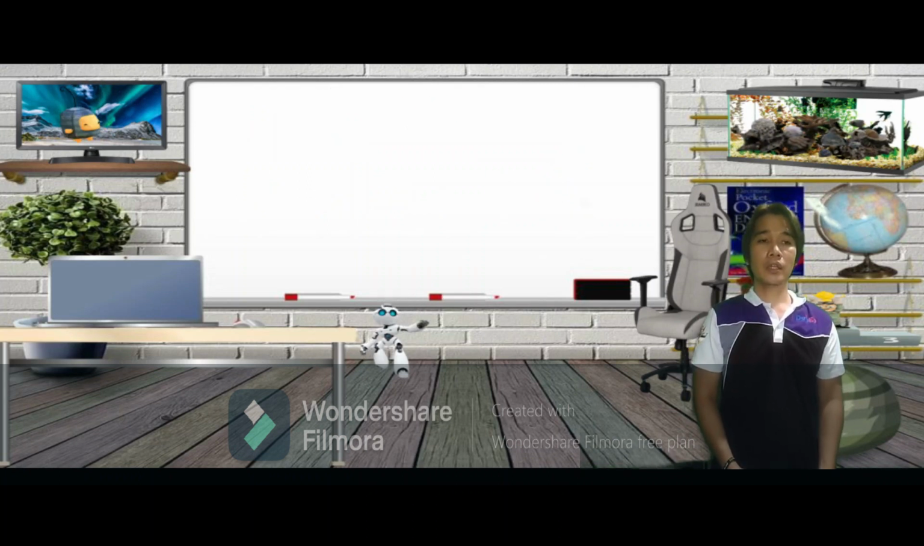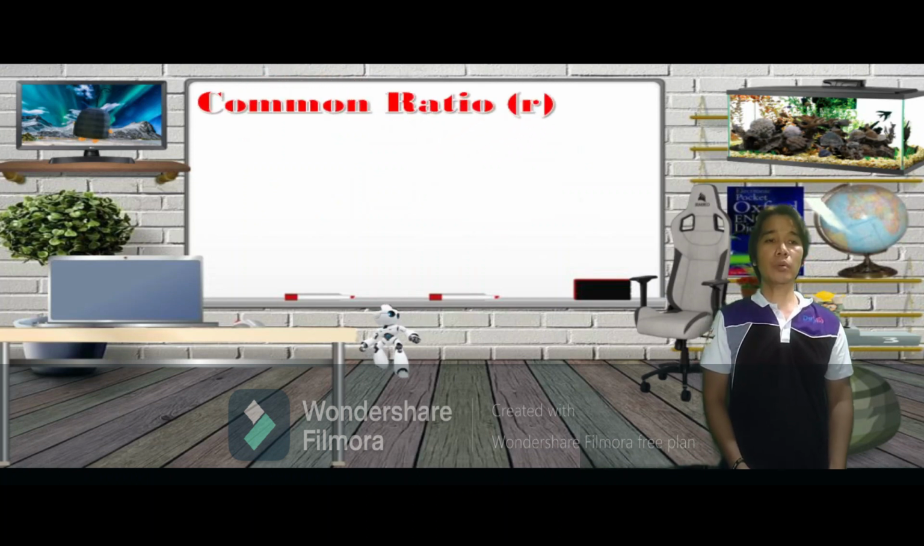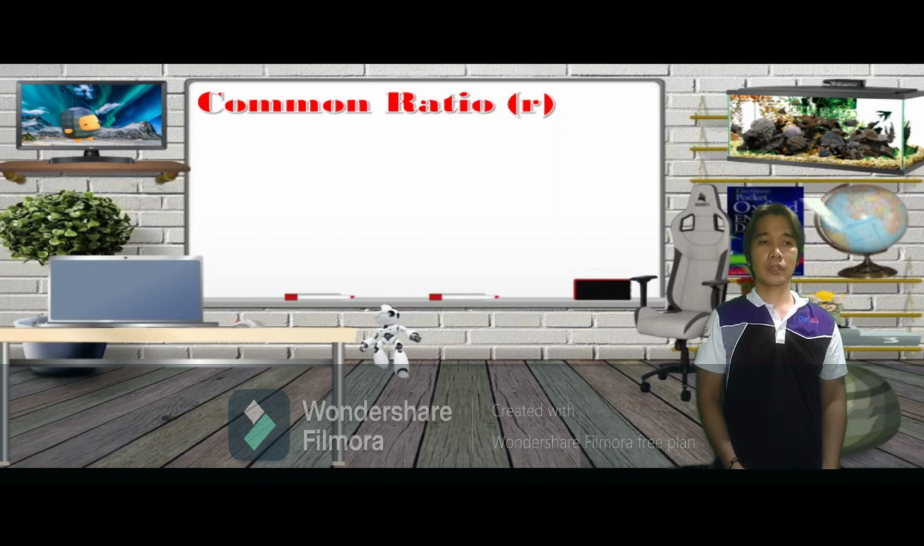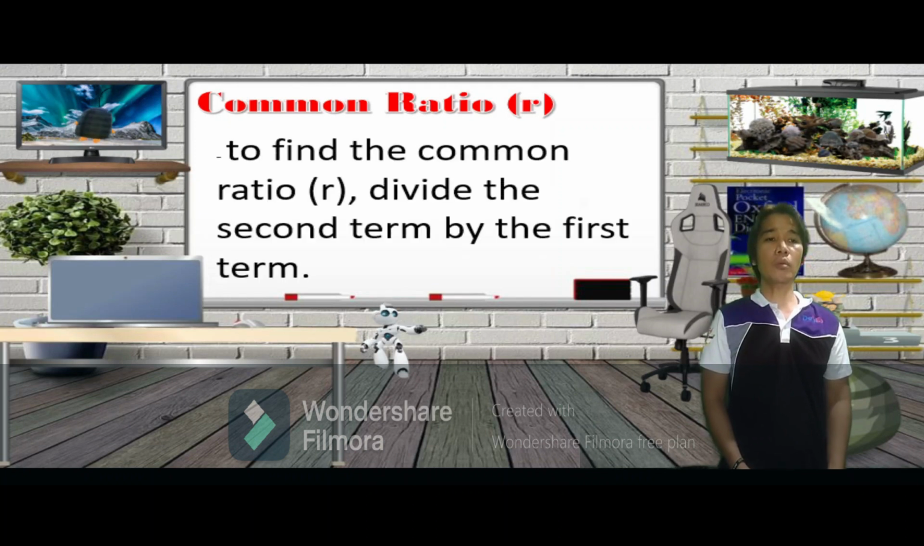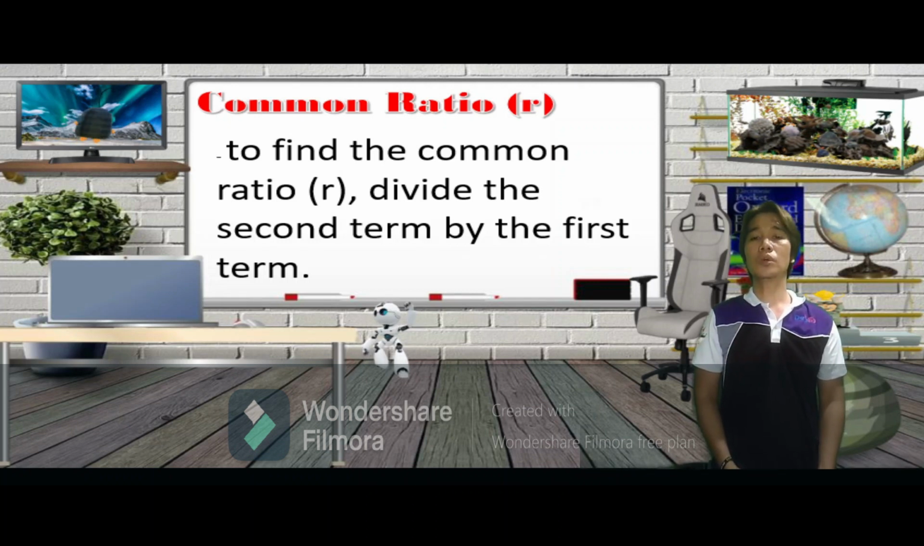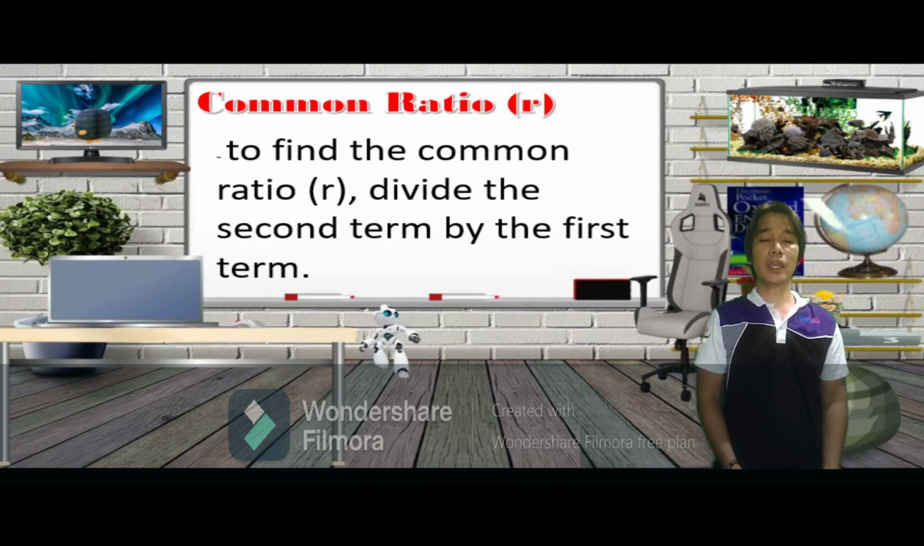Now, how are we able to get the common ratio or the r? To get the common ratio r, divide the second term by the first term, or simply a sub 2 divided by a sub 1, a sub 3 divided by a sub 2, a sub 4 divided by a sub 3, and so on.